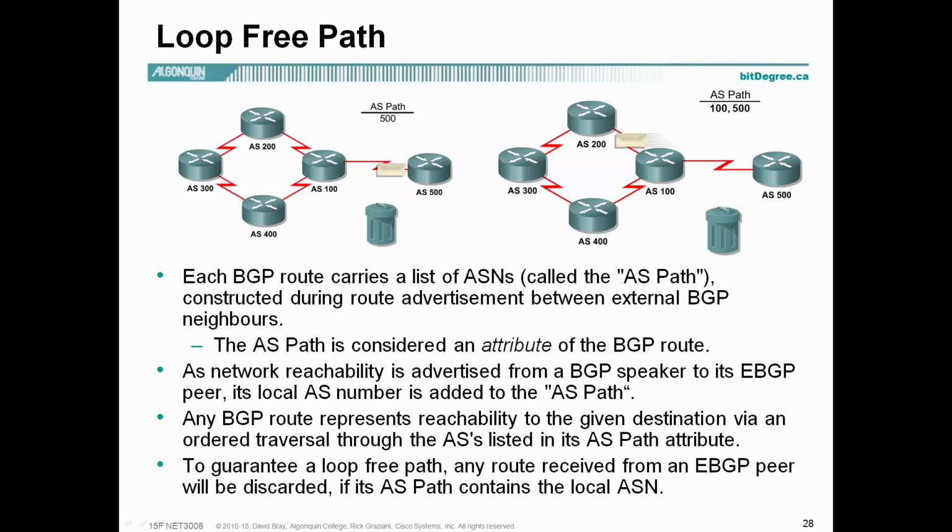So to guarantee this loop-free path, any route received from a peer will be discarded if its AS path already contains our local AS number, because that means we've already seen this route and we already added our AS number to this path, and now we're seeing it for the second time.